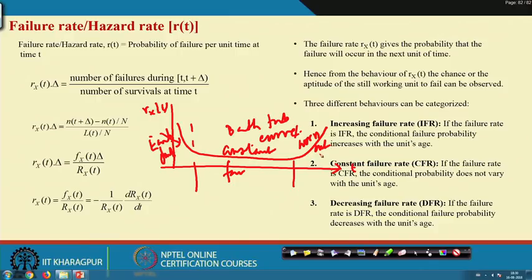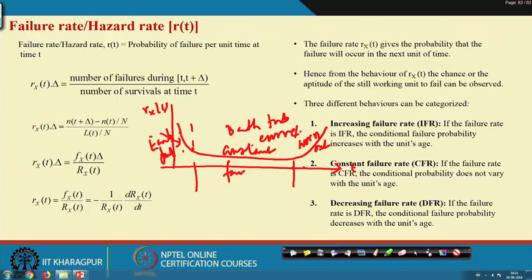Think of any component or any product or any car, everything, that at the beginning you will find there will be more problems, and then slowly it will stabilize, and then after a certain age, it will be worn out, and failures will be more. If it survives up to this, then in the next small time interval, the probability of failure will be very high. And here, suppose initially the probability of failure is high, but in the next small interval of time, the probability will reduce.